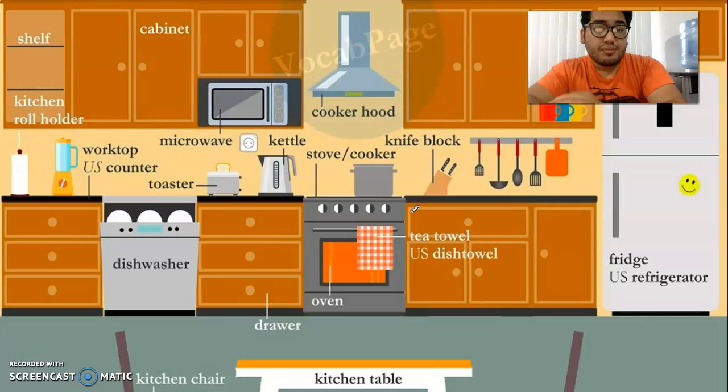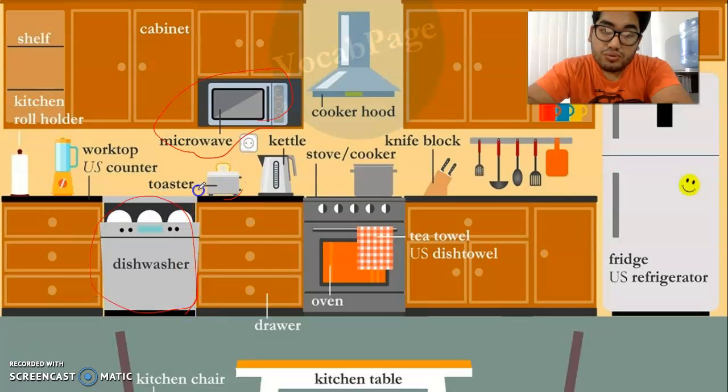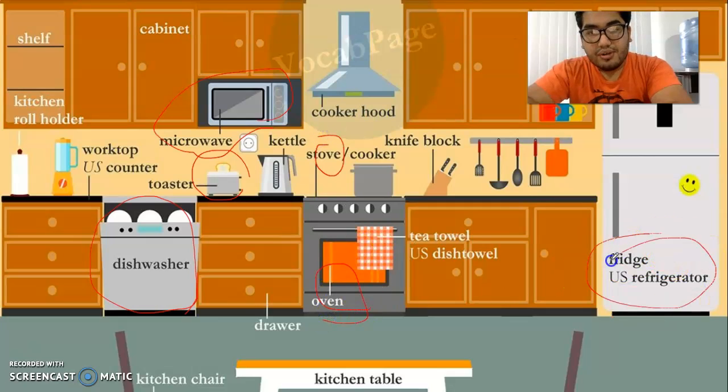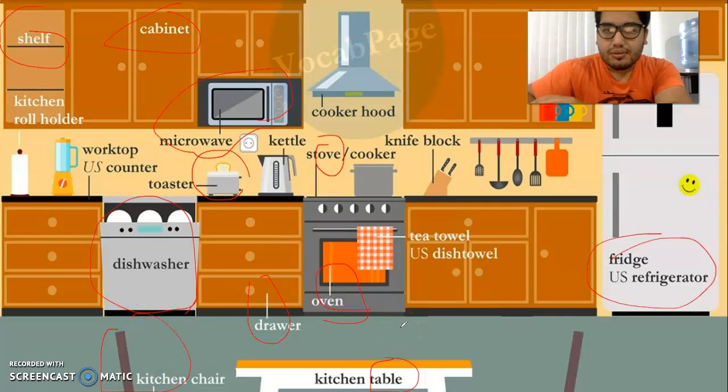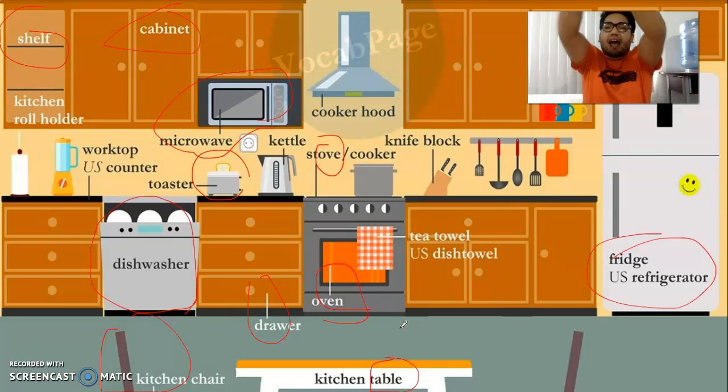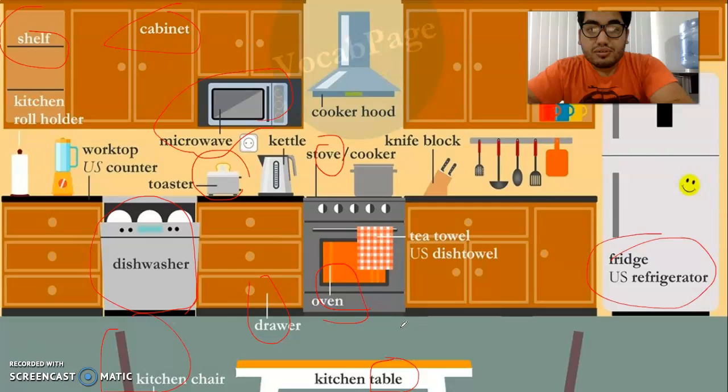In the kitchen, we're going to focus on the microwave, the dishwasher, the toaster, the stove, the oven, the refrigerator, the cabinet, the shelf, and the drawers. You can also have a table and chairs, but the other things are the things that we're going to focus on. So the microwave, you can identify them, the stove, the oven, the drawers, the cabinet, the shelf. So we're going to see it more deeply tomorrow, but this is only for you to familiarize a little with the vocabulary.